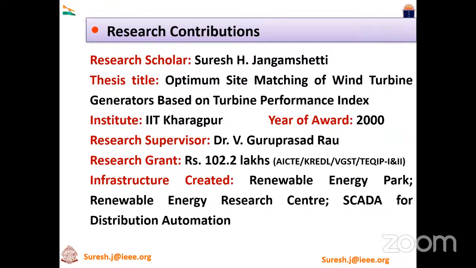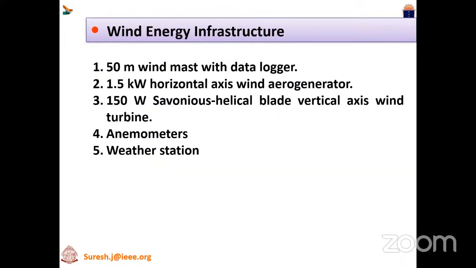After this and a lot of other work, we did this. I'll show you quick photographs also. The wind energy infrastructure created is on our campus. We have a 50-meter wind mast, a 1.5 kilowatt horizontal axis wind aerogenerator. Then we have a 150 watt 7S helical blade vertical axis wind turbine, anemometers, and a weather station. Now this is the infrastructure.